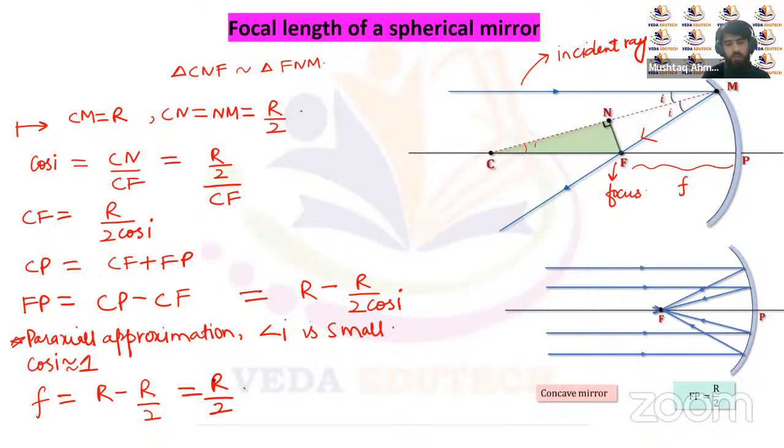So this is what we call the focal length of a spherical mirror, right? The focal length of a spherical mirror is half of its radius of curvature. This will be the same for a convex mirror and for a concave mirror as well, right? You can see here these are the parallel rays striking the mirror, and upon reflection they will pass through the focus, and the distance between this focus and the pole is what we call the focal length, which is equal to half of the radius of curvature.